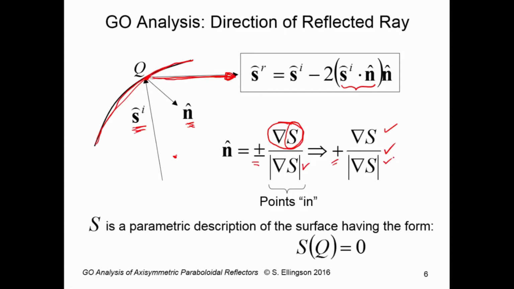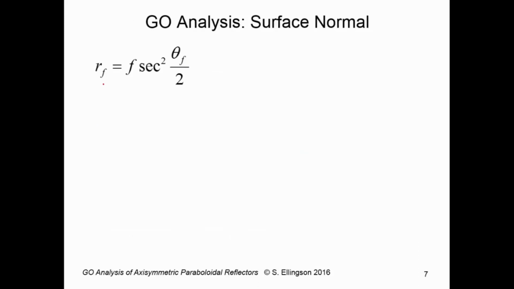So what is S? It's a parametric description of the surface, and it has the form that this function is equal to 0. Now this is a concept that comes from differential geometry, and it's relatively simple, but I realize most students typically are not exposed to this before taking this course. No worries, I'll walk you through how it works in this application. We derived in a previous lecture that for a paraboloid, the distance from the origin to the point of reflection, that's r sub f, is equal to f times secant squared theta sub f divided by 2.